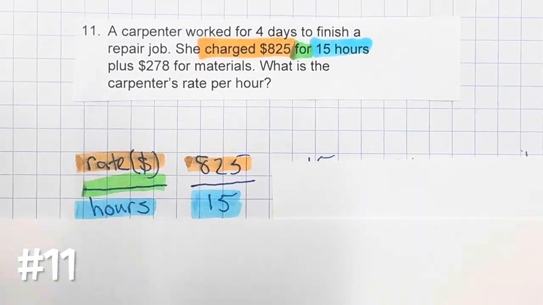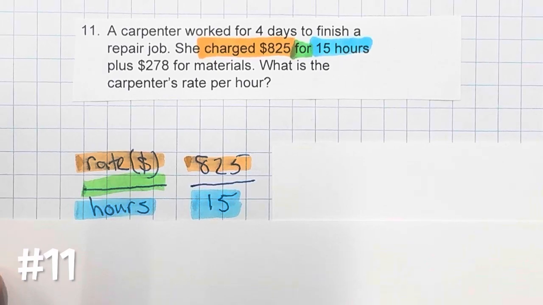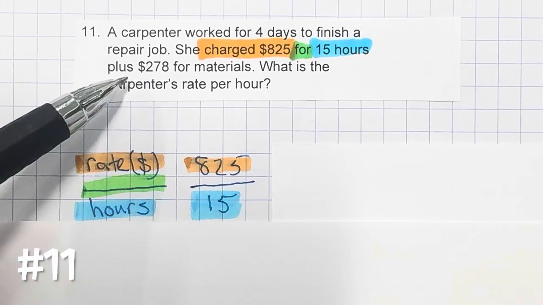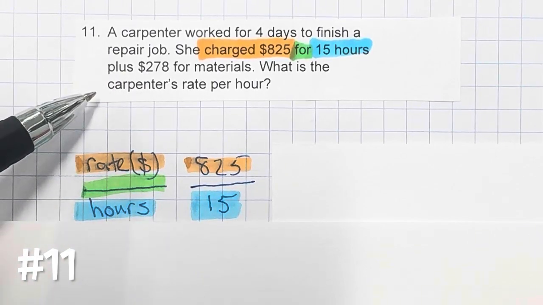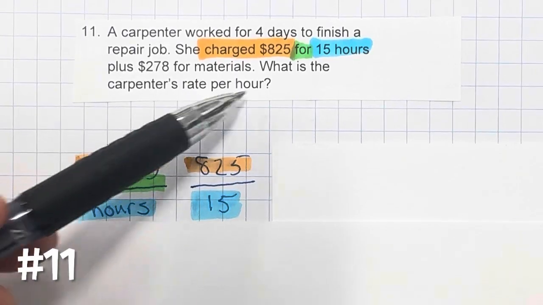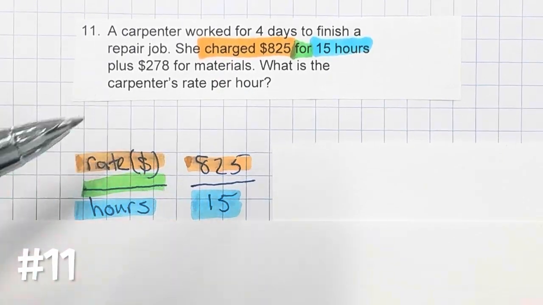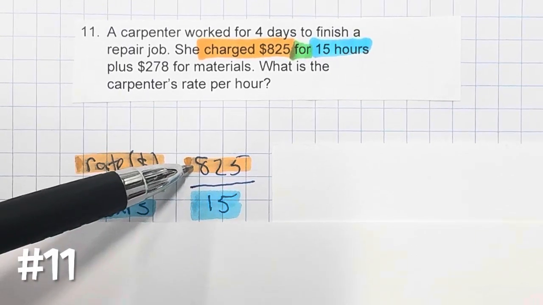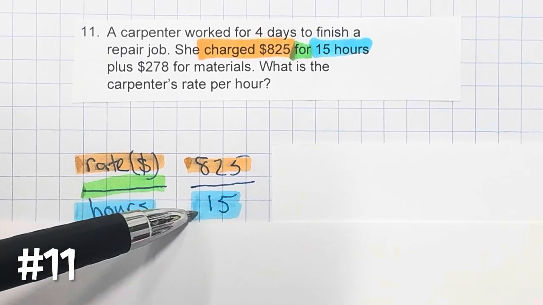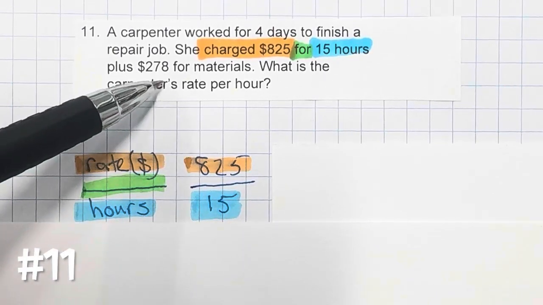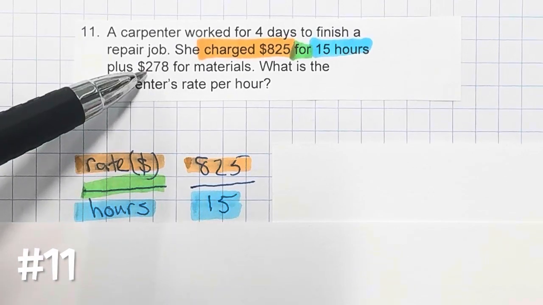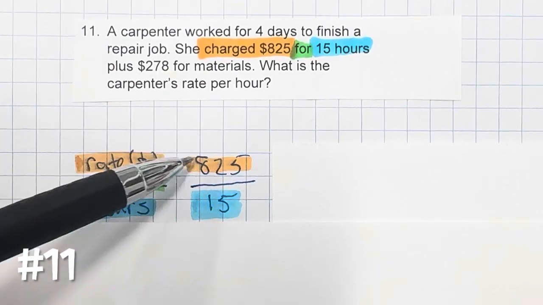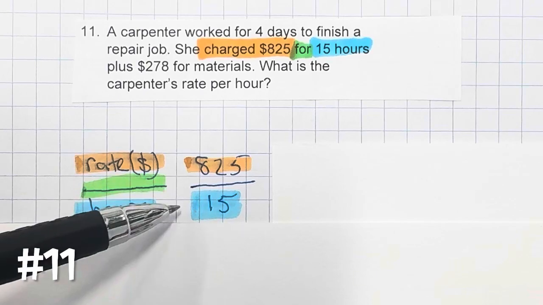Number 11, a carpenter worked for 4 days to finish a repair job. She charged $825 for 15 hours, plus $278 for materials. What is the carpenter's rate per hour? So the question is asking us, what is the rate per hour? So we have the rate per hour, and she charges $825 for 15 hours, plus $278. This is a distractor. This is in addition to what she charges for her hourly rate. So we only have to find out what her unit rate is for 1 hour.